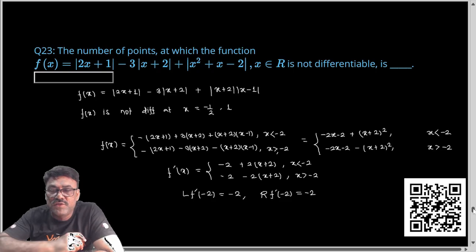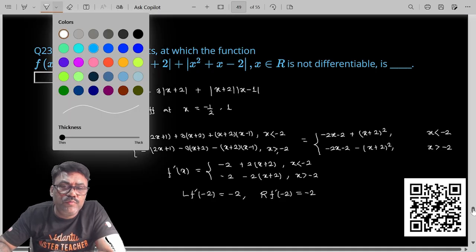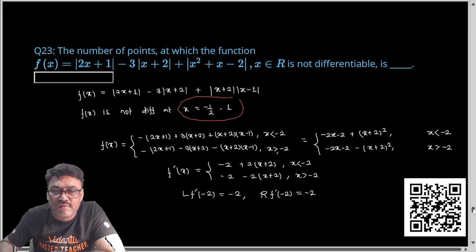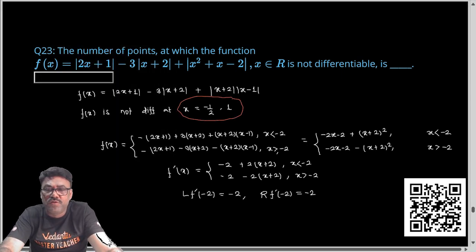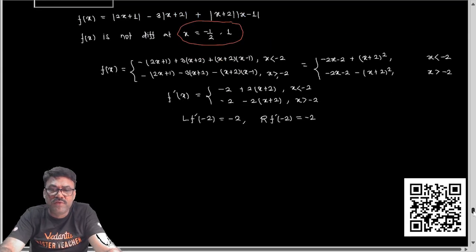So basically this function is differentiable at minus 2. So ultimately you got only 2 points where this function is not differentiable, and these 2 points are minus half and 1. So minus half and 1 are the 2 points where this function will be not differentiable. So the answer is 2 here.